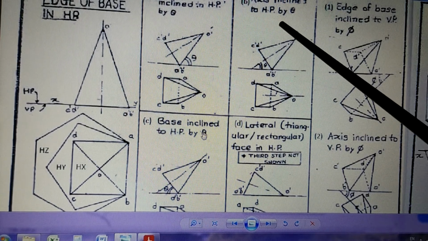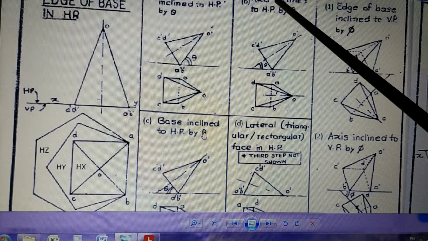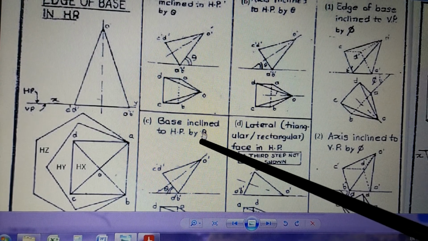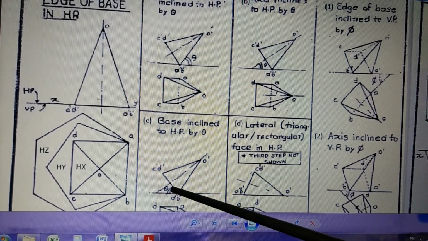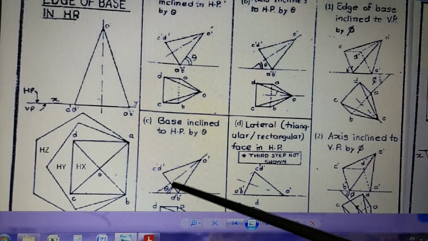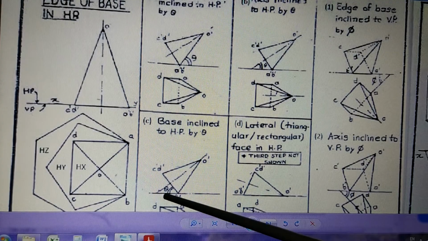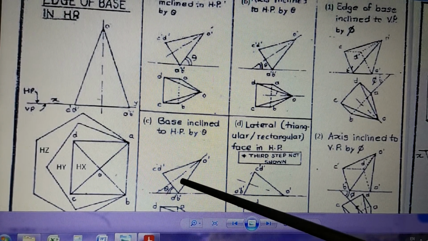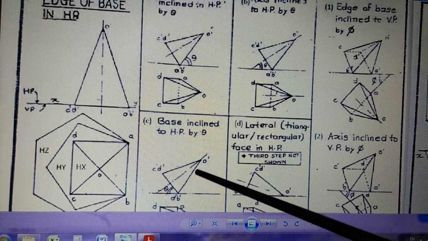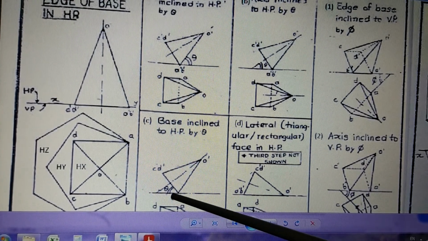So this is the second method of showing how it is inclined. The third method is base inclined to HP by theta. So you can see here, again it is tilted, again it is drawn the same way, but the data given is in the form of inclination of the base. So this inclination is used and this figure is drawn again. And once you draw this figure, accordingly the top view is drawn.